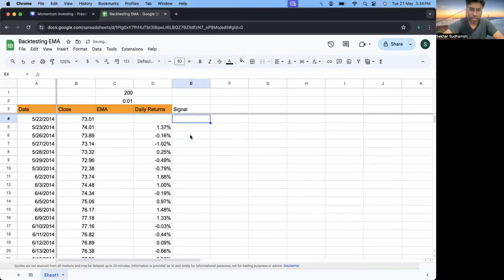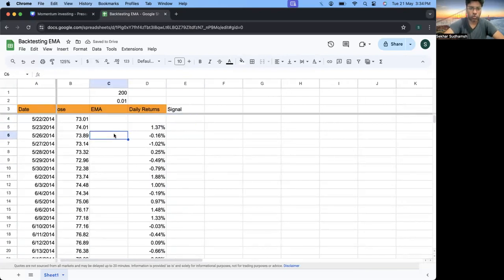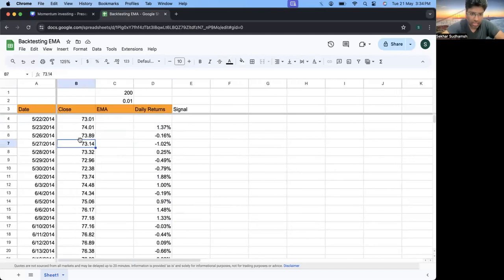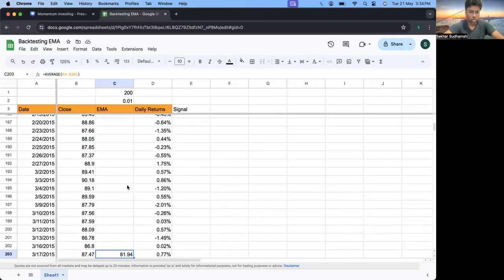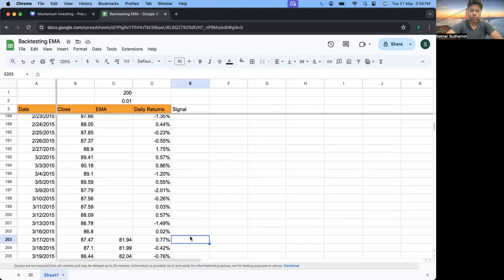Signal is, so for us, the signal is if the close is greater than 200 EMA, buy. If the close is less than or equal to 200 EMA, hold. So since the 200 EMA starts from this row onwards, our signal also will start from this row.